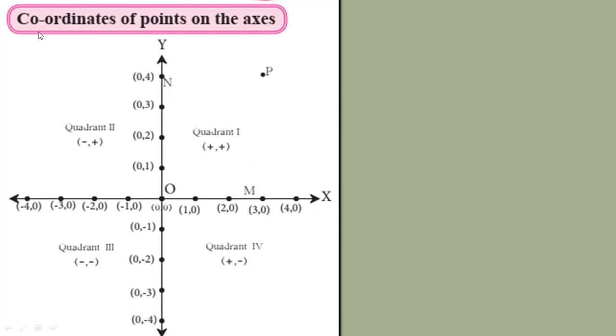And now we'll study what happens if a point, say point m, is on an axis. Suppose point m is on the x-axis.